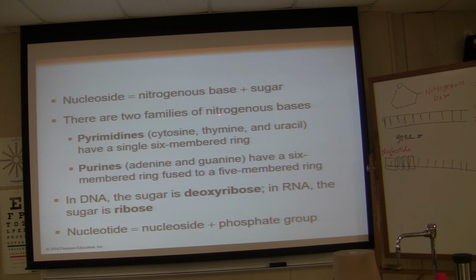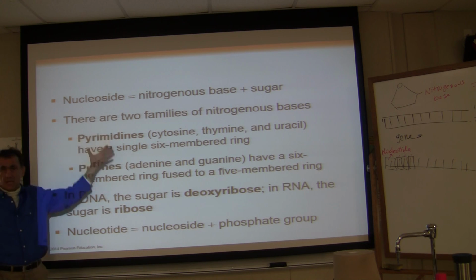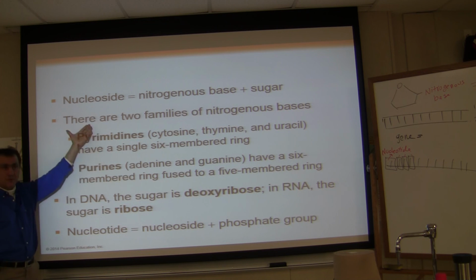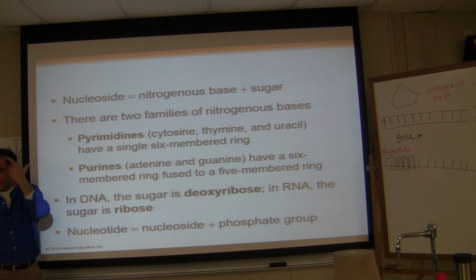There are two families of nitrogenous base: pyrimidines, which are cytosine, thymine, and uracil, have a single 6-membered ring. You will see a picture of it. I'll talk about it. Purines, adenine and guanine, have a 6-membered ring fused to a 5-membered ring. Easy to memorize this, guys. Easy to memorize this for the rest of your life. That's how you remember it.